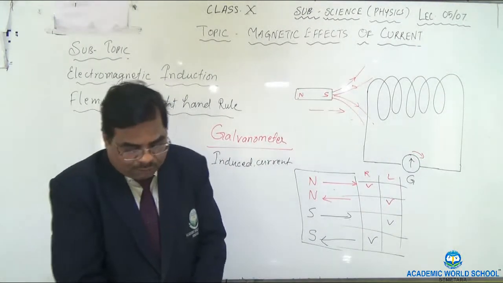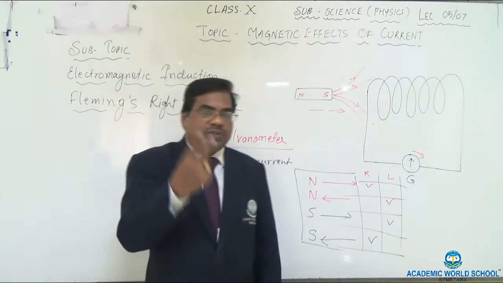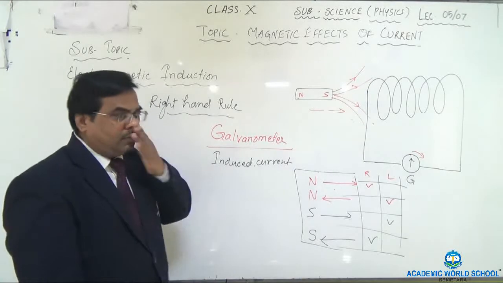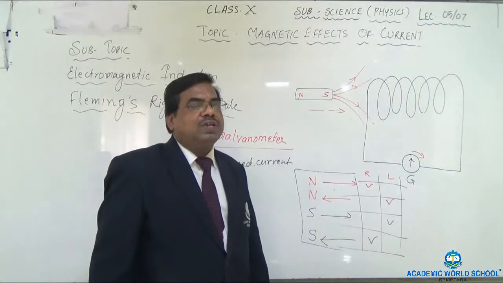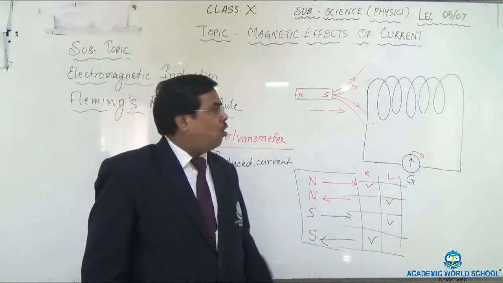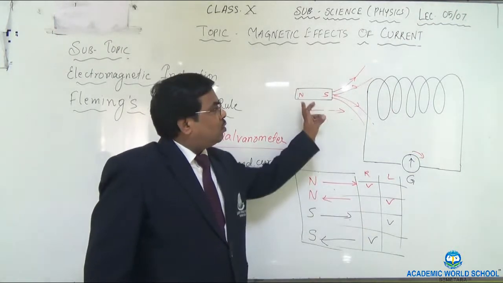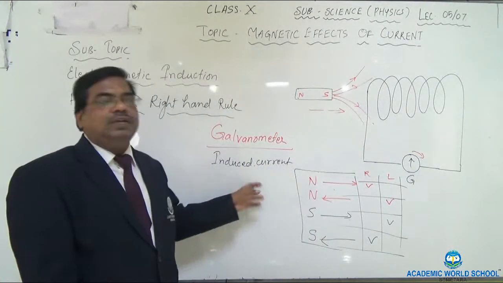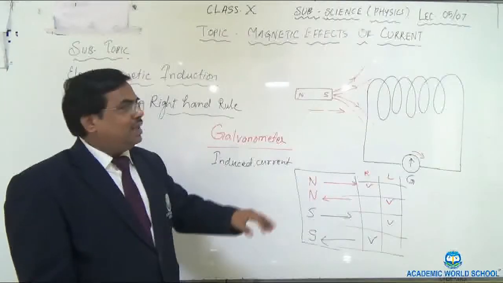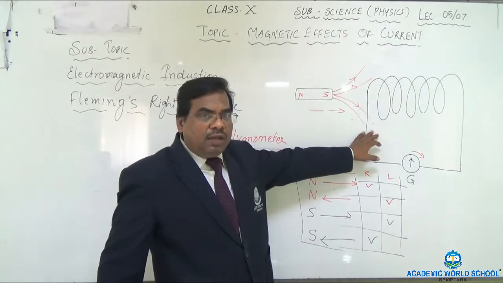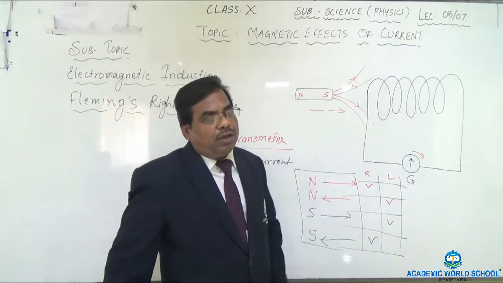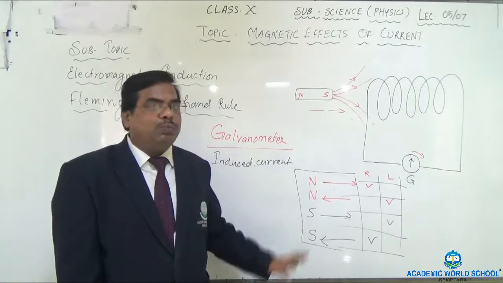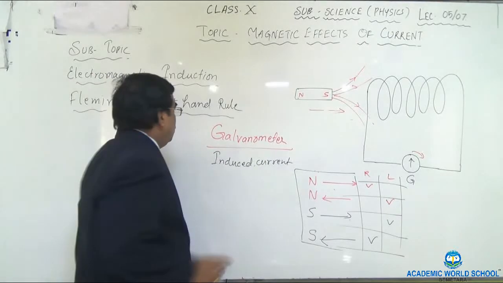So here we come to know about two things. One is the galvanometer and the other one is induced current. What is induced current? The current produced as a result of motion of coil and magnet. See, when the magnet moves, only then will you receive this induced current. The other way is to keep the magnet stationary and move the coil. So either the magnet or the coil has to move in order to produce the induced current.